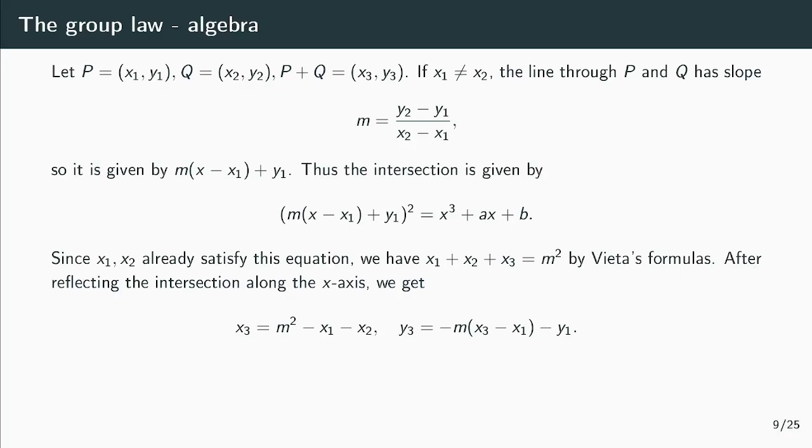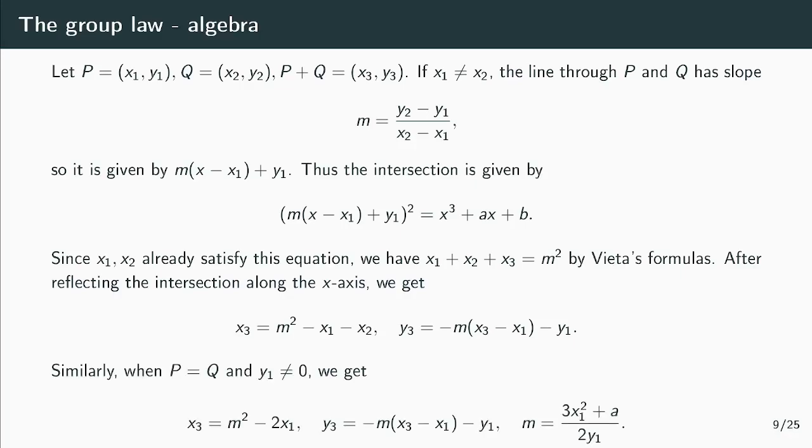But recall that in order to compute the actual sum of P and Q, we must also mirror this intersection along the x-axis. And this corresponds to just flipping the sign of y3. So whenever you have two affine points P and Q that are distinct, you can compute their sum using these formulas here. Similarly, when the points P and Q coincide and do not lie on the x-line, we could proceed in the same way, only replacing the secant by the tangent, using some differential calculus. We will not do that here, but here you can see the formulas for the coordinates in that case.